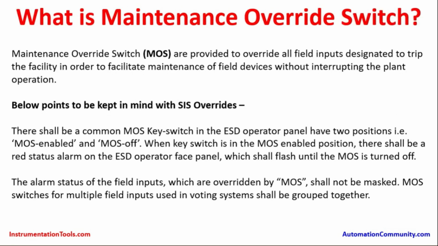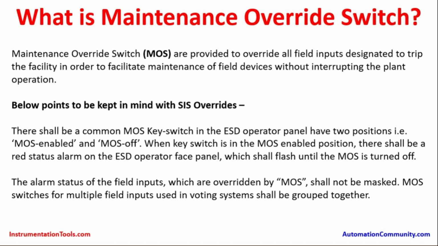What is a maintenance override switch? This is another one wherein the operations have the feature to override a particular scenario, particular equipment protection, again for a shorter brief period of time. Maintenance override switches are provided to override all field inputs designated to trip the facility in order to facilitate maintenance of field devices without interrupting the plant operation.